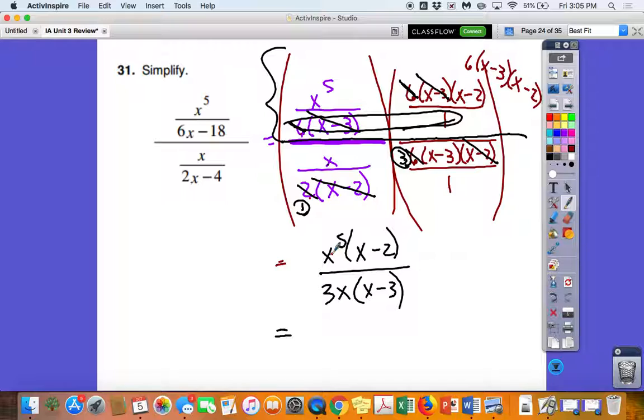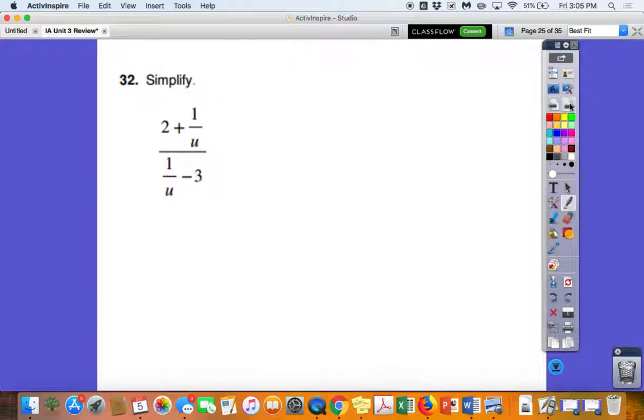I have 5 x's up here and I have an x down there. So I can take one of these and cancel it with one of those, which takes me down to 4. So x to the 4th times x minus 2 over 3 times x minus 3. And you're stuck. That's it.